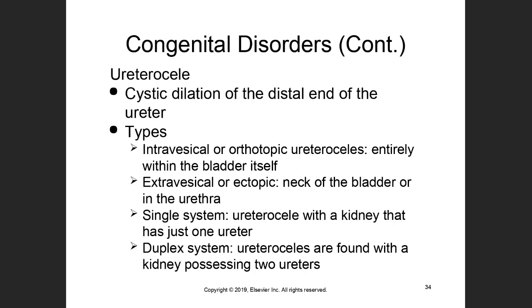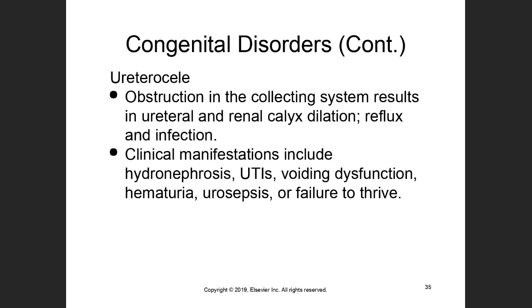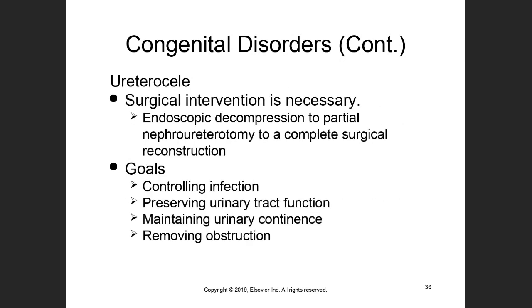Urethrocoel is cystic dilation of the distal end of the ureter. Typically we have intravesical or orthotopic urethrocoel. We have extravesical, we have single system and duplex system. Urethrocoel is obstruction in the collecting system resulting in urethral and renal calyx dilation, reflux, and infection. Clinical manifestations include hydronephrosis, again UTIs, and other problems.